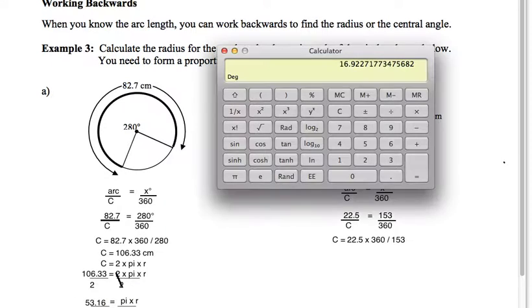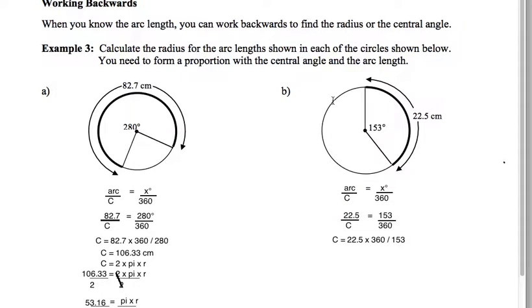So I get out the calculator. I say, calculator, what's 22.5 times 360 divided by 153? And the calculator tells me that it's 52.94 centimeters. So I put that in here.